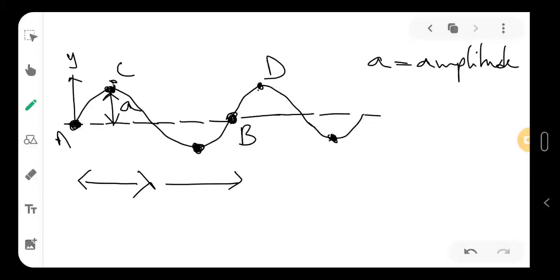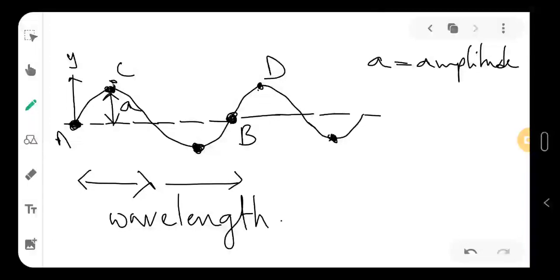The energy goes through in a certain manner, and at position B again the particle is at rest. That means by the time the first particle comes to rest after a full oscillation, the particle at B will also complete a full oscillation. So this distance is called your wavelength.